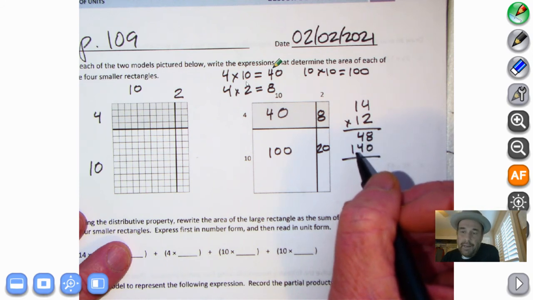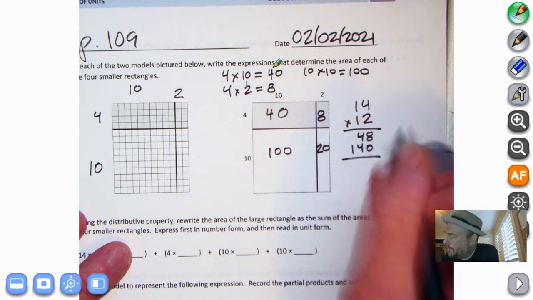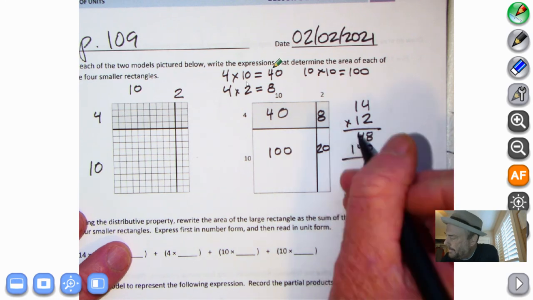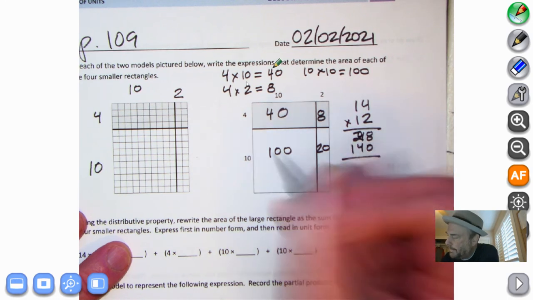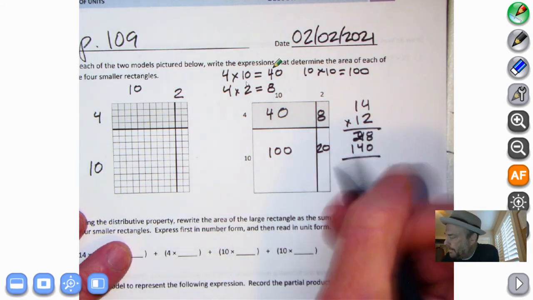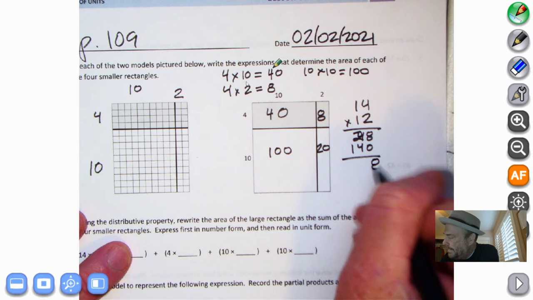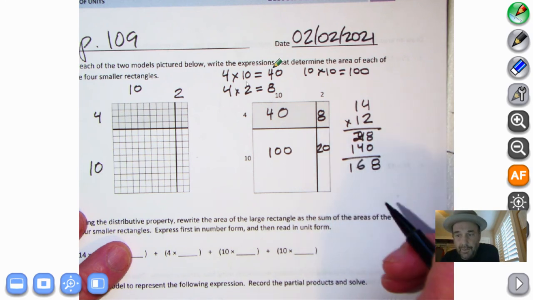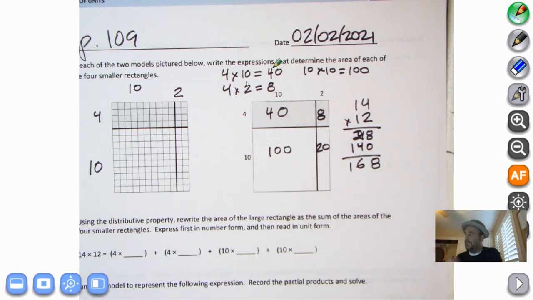Well, it was a rough day today. This would be the 28. We have the 2 and the 8. 28, I'm so sorry. 28, right? Because 14 times 2 would be 28. And then we add the 140. Boy, it was a rough day today with all the errors going on. So our answer is 168.